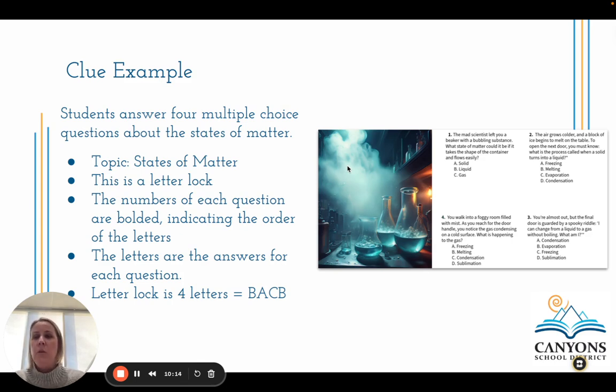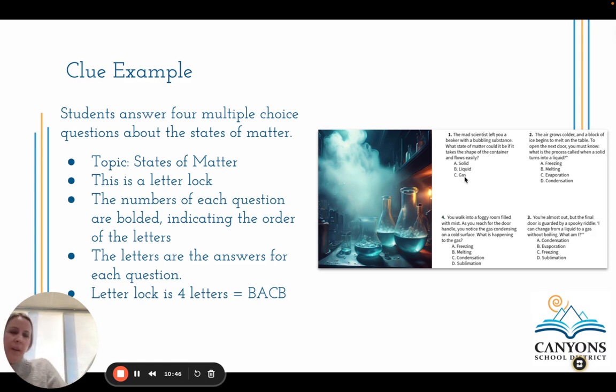One more example I'll show. This was one where I actually used ChatGPT to help me come up with some 4 questions with that Halloween theme. So when I did that first prompt, these were 4 of the things that came up. So I made this where students will answer 4 multiple choice questions. Once again, the topic is states of matter. It's going to be a letter lock, meaning they have to have 4 letters. And what students would do is come and answer the questions. So they would know that this is B, A, C, B.